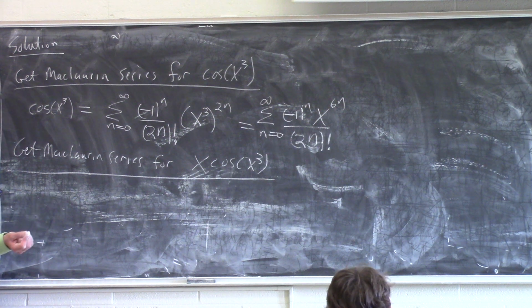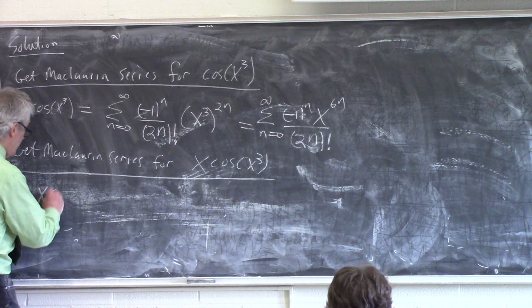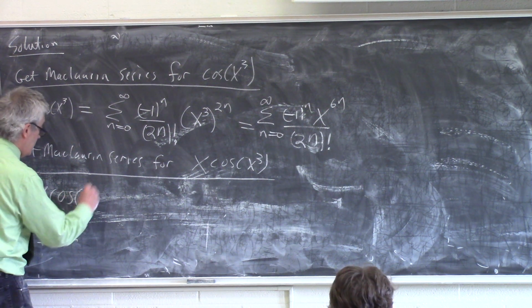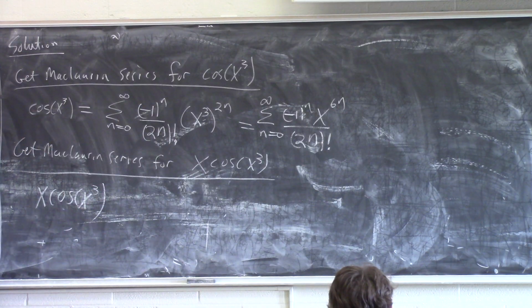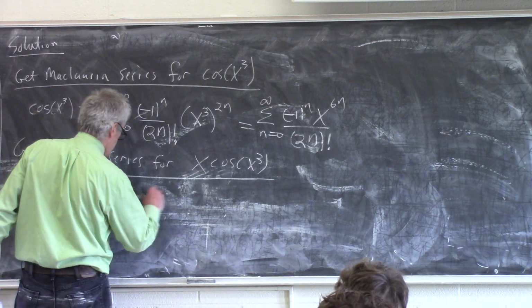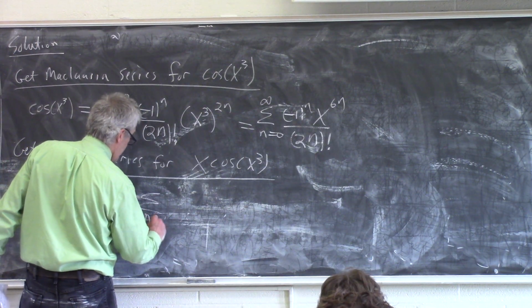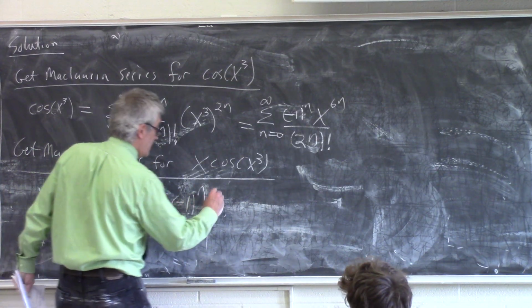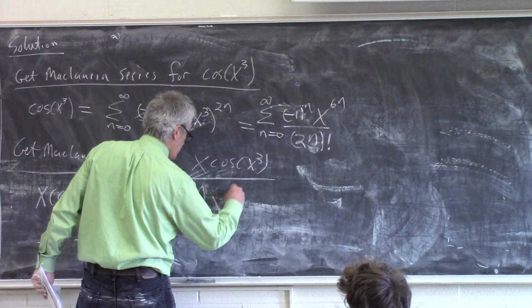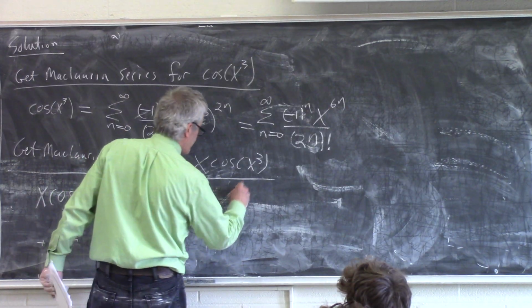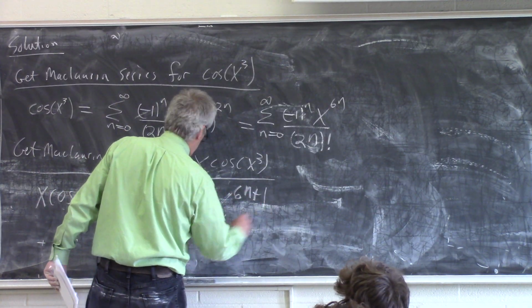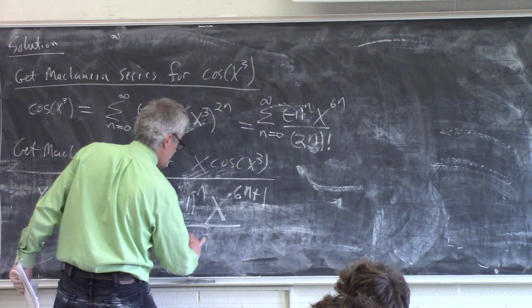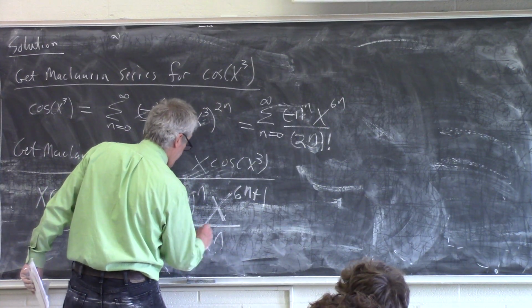So I'm just going to skip to the result, because again, you've seen enough of this. For x cos x cubed, I can just park an x in front of that whole thing, but then it gets sucked inside. And I end up with the sum as n goes from 0 to infinity of (-1)^n times x^(6n+1), all divided by (2n)!.